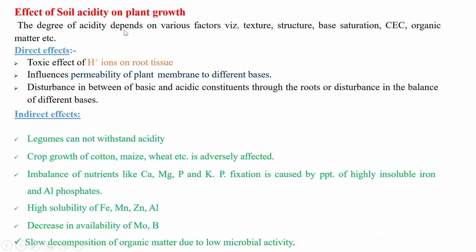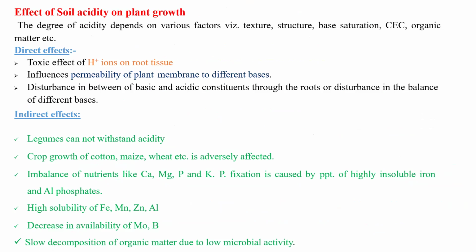Effect of soil acidity on plant growth. Soil acidity causes various effects on plant growth. This effect is mainly caused by various factors, that is the soil texture, structure, base saturation, CEC, and organic matter. It has both direct and indirect effects.